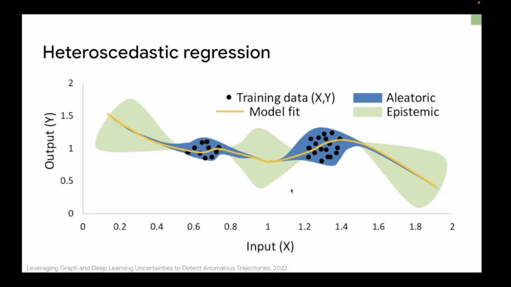And this makes sense because for the region where the training data is scarce, the model says, yeah, I have higher epistemic uncertainty here. Whereas even if there's a lot of training data, because you have too much noise in the observation, you say, yeah, I have higher aleatoric uncertainty here.